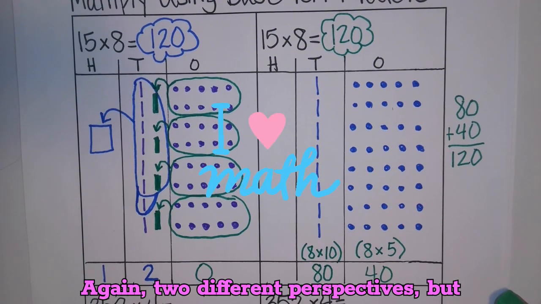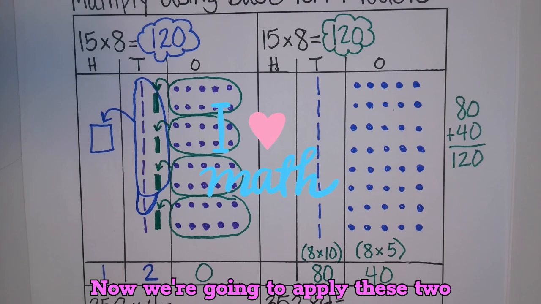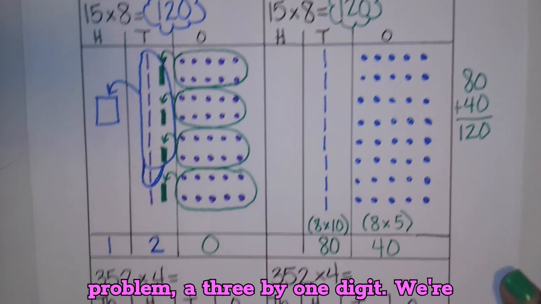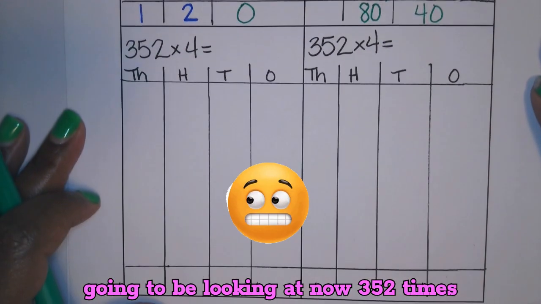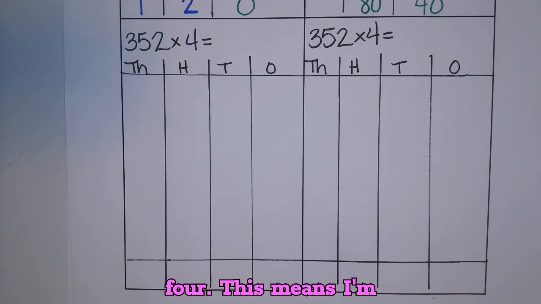Again, two different perspectives, but you still get the same end result. Now we're going to apply these two methods to a bigger multiplication problem, a 3 by 1 digit. We're going to be looking at now 352 times 4. This means I'm going to be creating 352 four times.